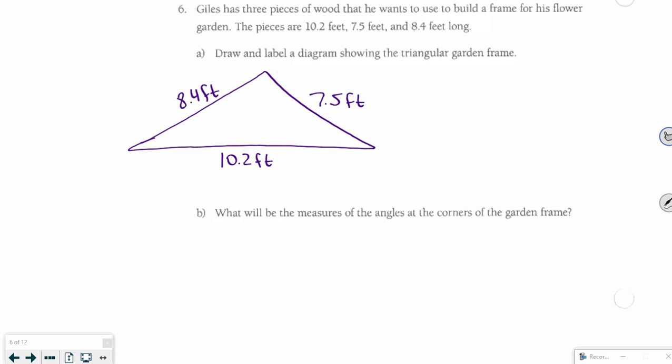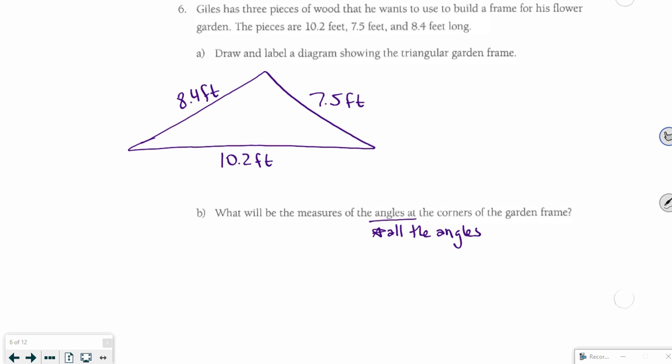The second part says, what will be the measures of the angles at the corners of the garden? We need to find all the angles, which means we have to do our formula a couple times. I'm going to add some letters to our triangle just so that we can talk about which angle is which.